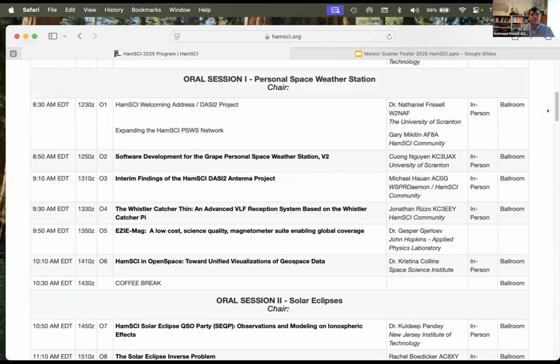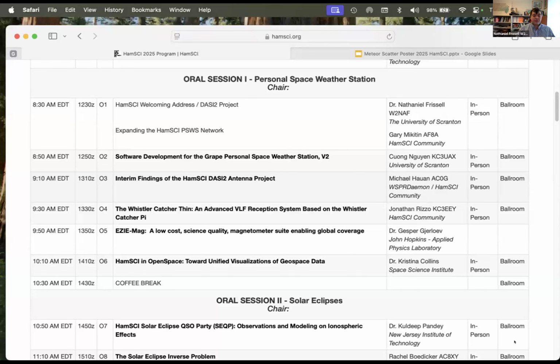So we will open up with an overview of what the DAISY 2 project is exactly, which is basically a continuation of the first DAISY project, but now we're going to do more deployment. We have a much better developed set of instrumentation. So I'll be explaining that, and what the different organizations and institutions participating are, who they are, what their roles are. And then I will be passing the torch off to Gary, who will talk more about expanding the personal space weather station network.